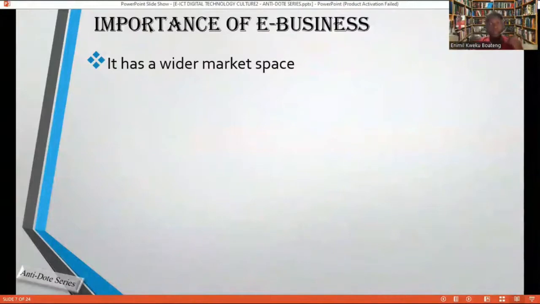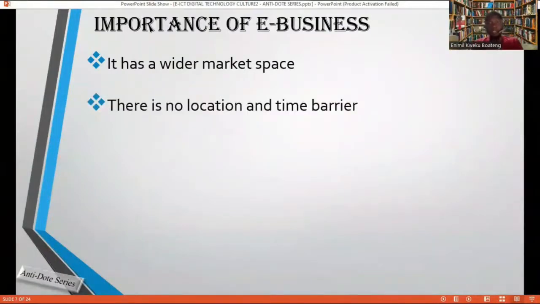So you can put marketing strategies in place, but it's not going to get to a lot of people like you going online, because when you go online, it'll even travel outside, and people outside are interested. And if people outside are interested in what you do, they're likely to get customers from that place. There's no location and time barrier.